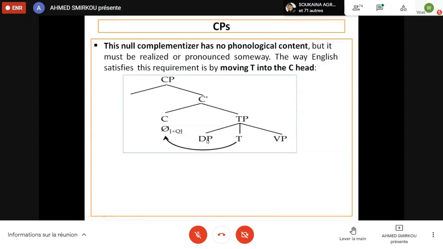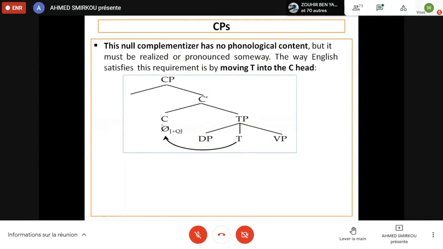Remember in the questions, when we use subject-aux inversion, for example, "will you travel", which means we need to move T to C, okay? We write it here, "will", and under DP we write "you", and under VP we write "travel", so "you will travel". But because this is a question, we have to get the order of the question, so we move T to C, and it becomes "will you travel". So we use subject-aux inversion.